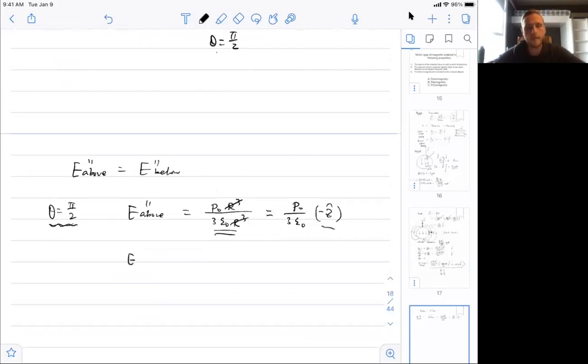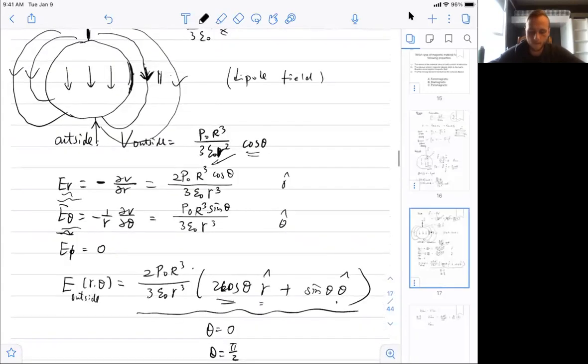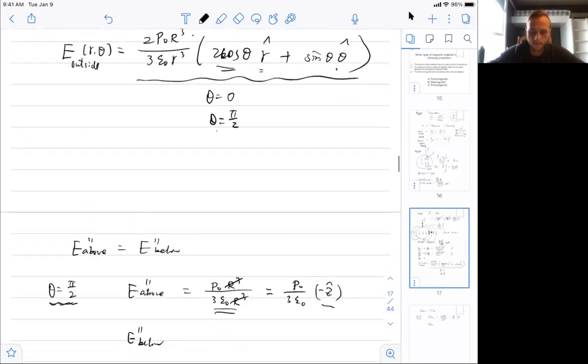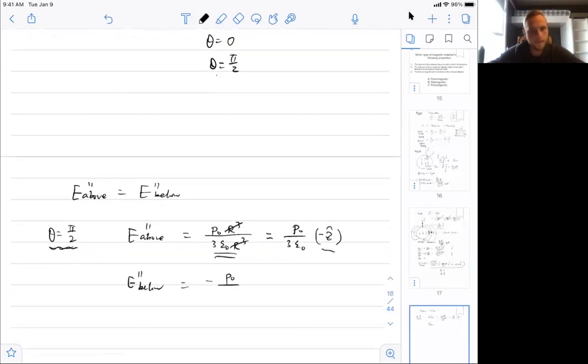What about E parallel below the boundary? Below the boundary is inside, right? Inside, you already calculated your E to be this. So E inside is going to be negative P naught over 3 epsilon naught Z hat, which is indeed equal to my E above at the boundary, at R equals R. They're equal. So I have checked my boundary conditions and the parallel component is indeed equal.